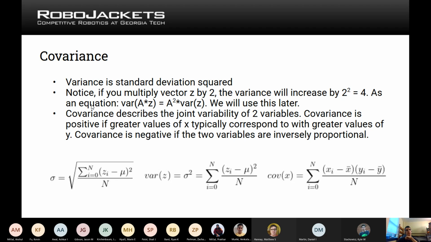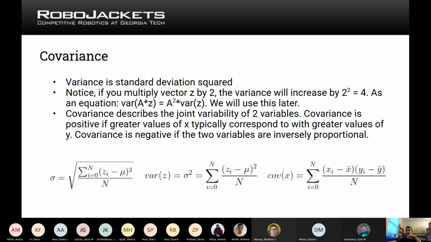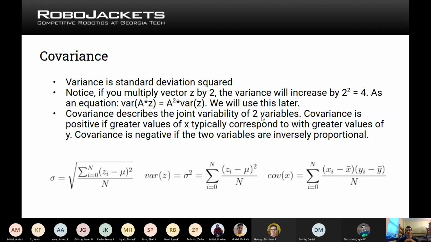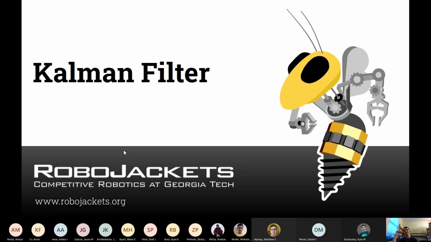The other thing that we need to note is covariance. It's very similar, but it relates two variables instead of just one. The variance is basically the covariance of the variable with itself. This is the formula, and the covariance is positive if greater values of x typically correspond with greater values of y, and negative if the two variables are inversely proportional, so greater values of x will result in smaller values of y. That's basically it, and with that, we have everything we need to start talking about the Kalman filter.